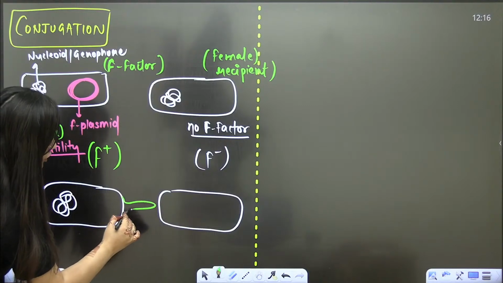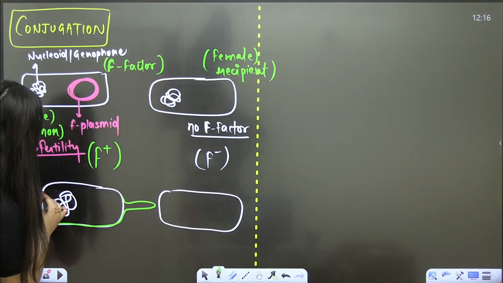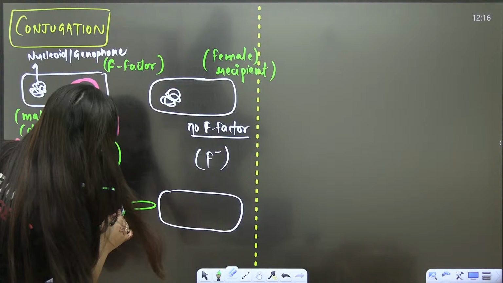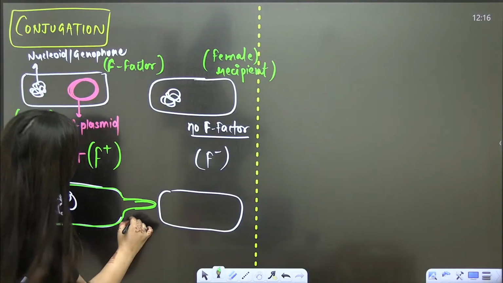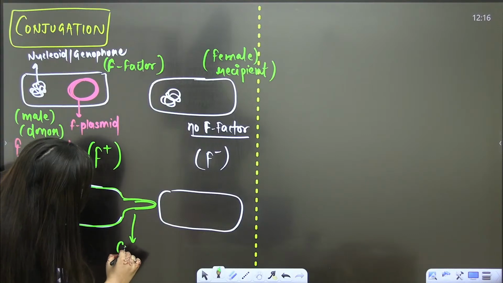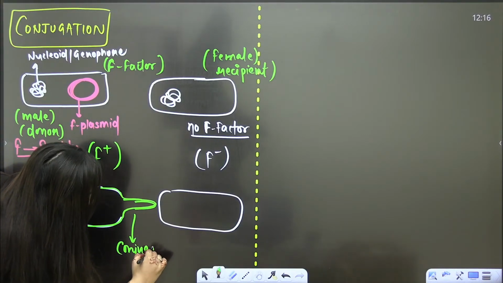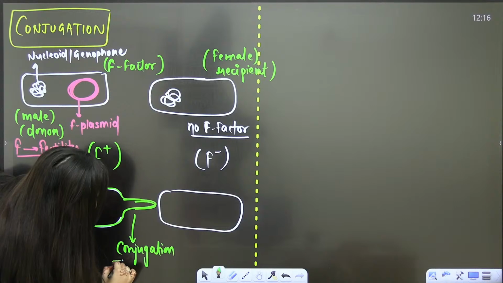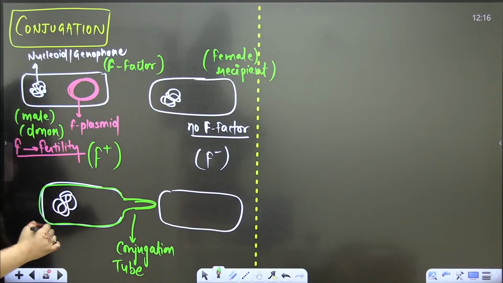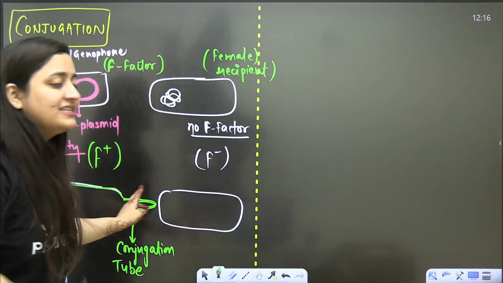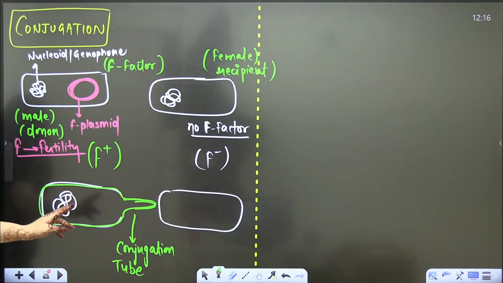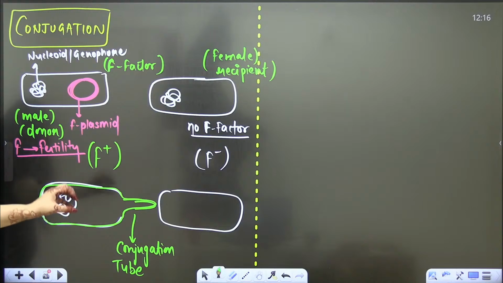How? It will make a tube-like structure. What will it do, students? It is going to make a tube-like structure. What is this tube? This is the conjugation tube. And this bacteria can form it because it is having the F factor. So what tube is it? It is the conjugation tube.